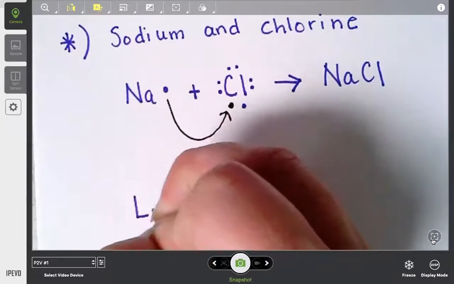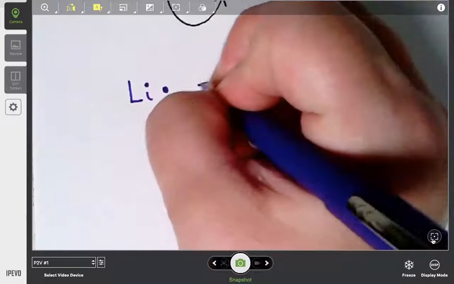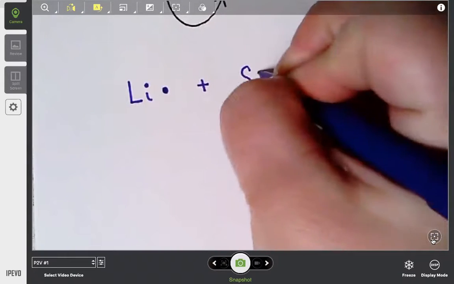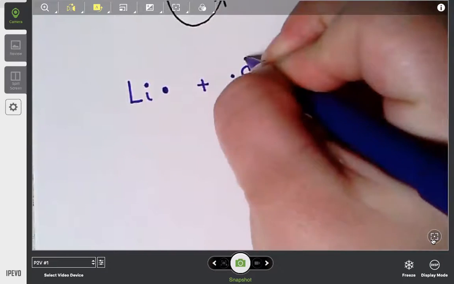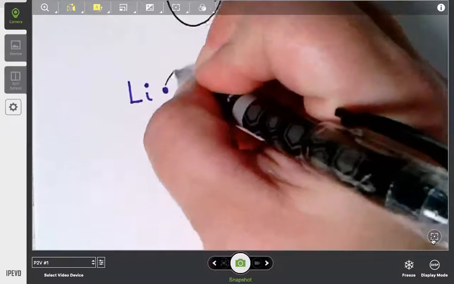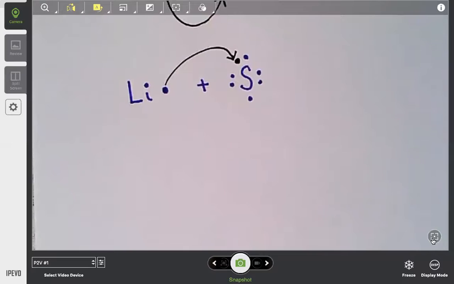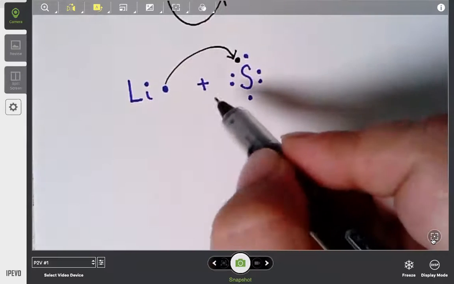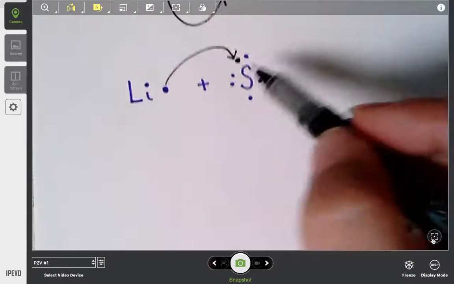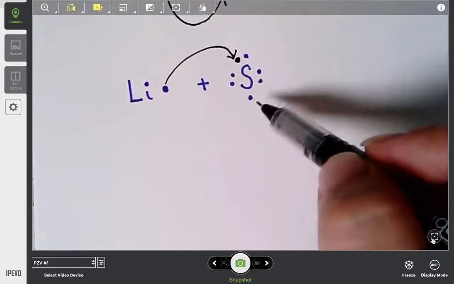For example, let's say we have lithium. Lithium is a group 1 element, so it has 1 valence electron. And let's bond it with sulfur. Sulfur is in group 16, so it has 6 valence electrons. Now, lithium still needs to get rid of an electron, and sulfur still needs to gain electrons. So lithium says, hey, works for me, you can have mine. And it goes right here. Now this lithium is happy. But does sulfur have enough electrons to be stable? No. How many electrons do we need to be stable? 8. And right now, sulfur only has 7.